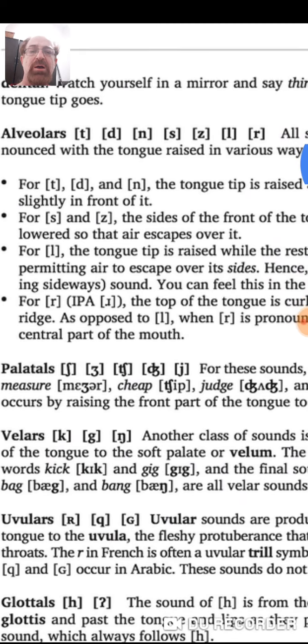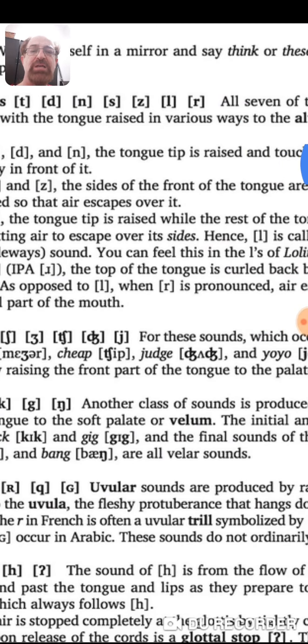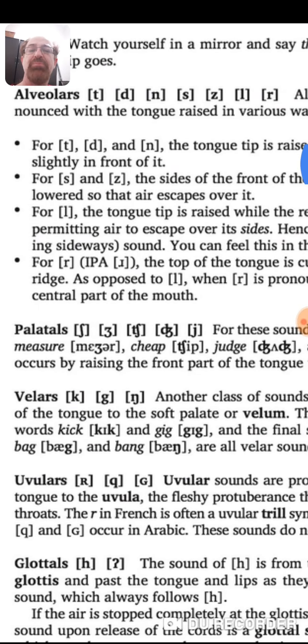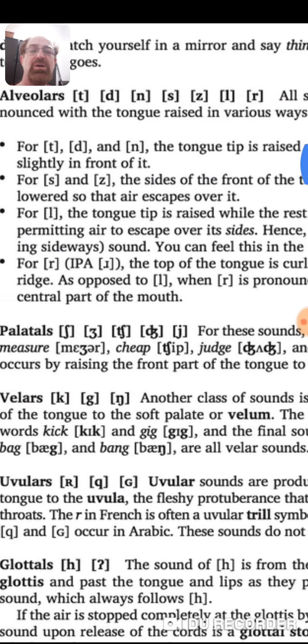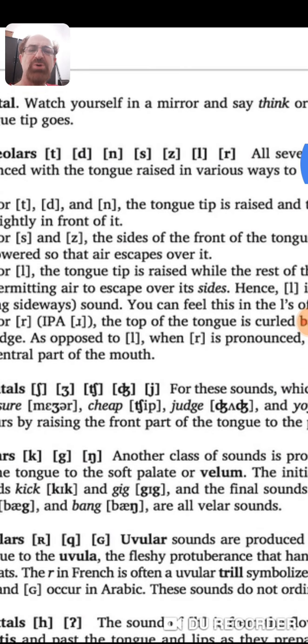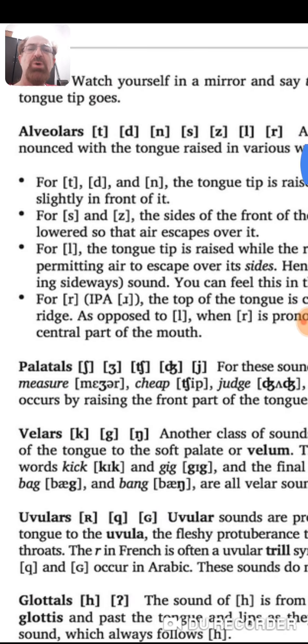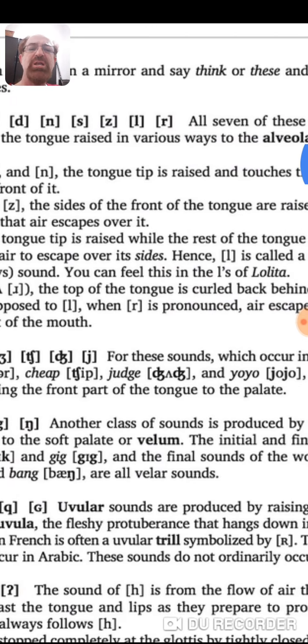Okay, and the next one is r. Arabic has got it, and we don't have problems with the r sound. So in English it is like r.